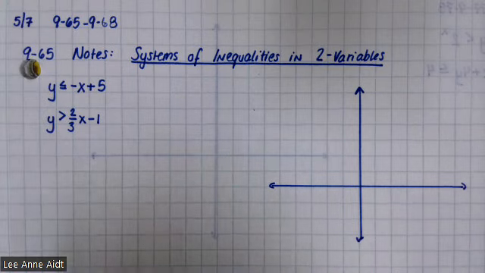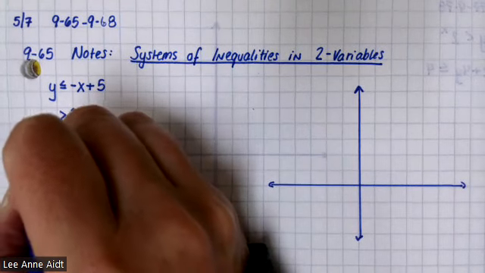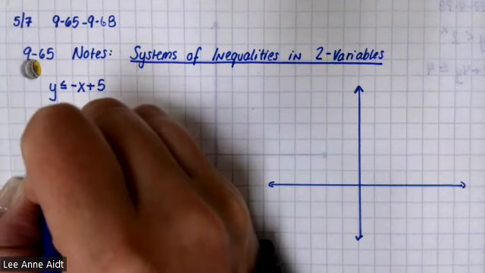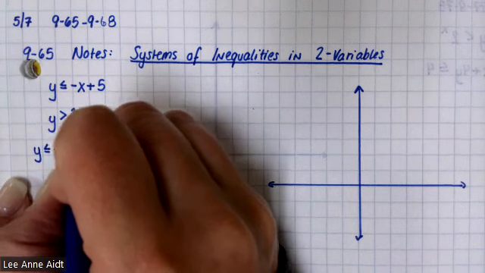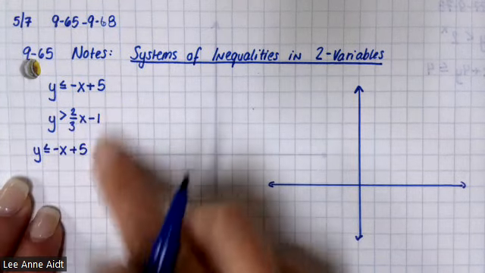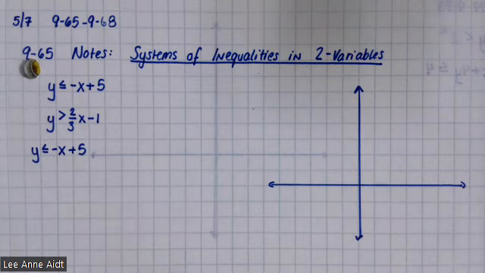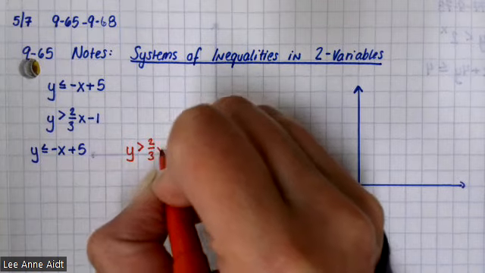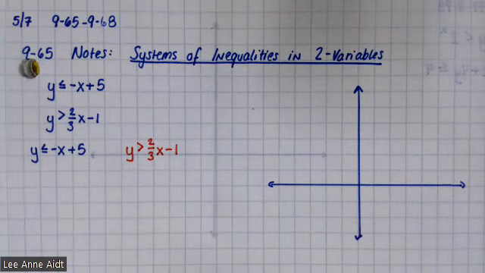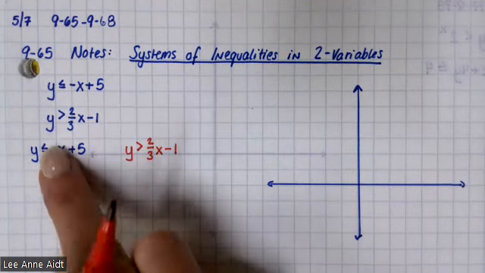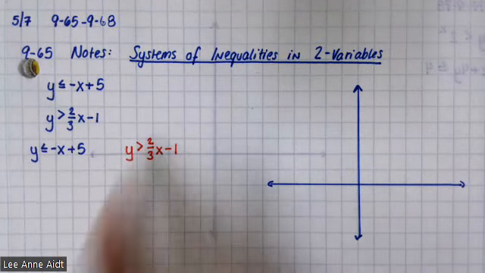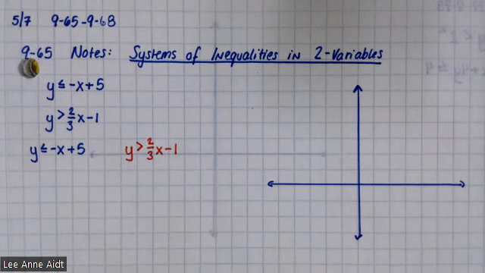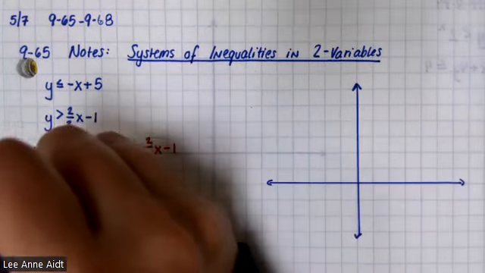Okay, what I want you to do is take your first color and write the first inequality, and then take your second color and write your second inequality. So I just took the top one and wrote it here in blue, and I took the bottom one and wrote it over here in red. I'm going to try to keep consistent with blue and red.